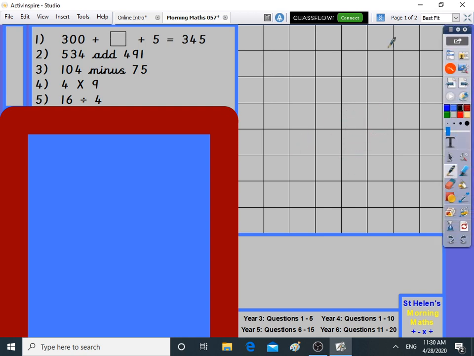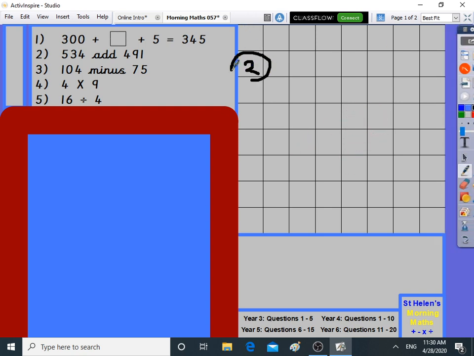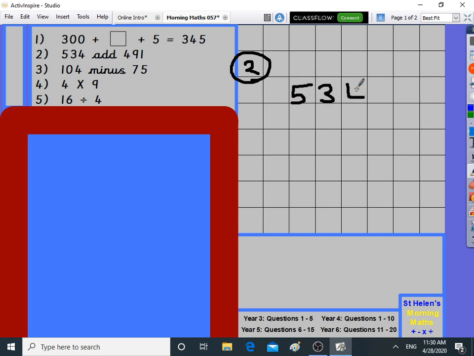Question 2, back to addition, normal addition. Column method, 534 plus 491. Okay, pause if you need a bit of time to copy that down. 534 plus 491. 4 plus 1 is 5. 3 plus 9 is 12. 5 plus 4 is 9. Plus 1 is 10.